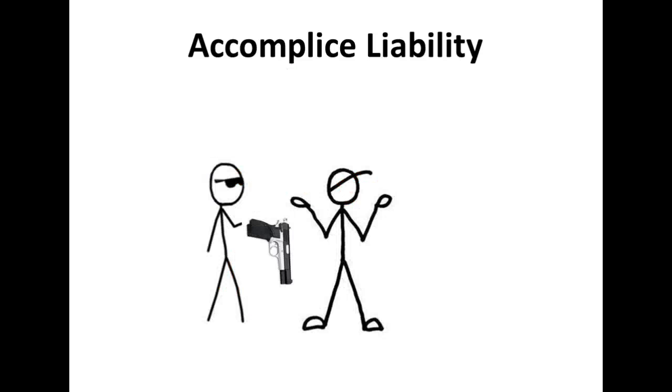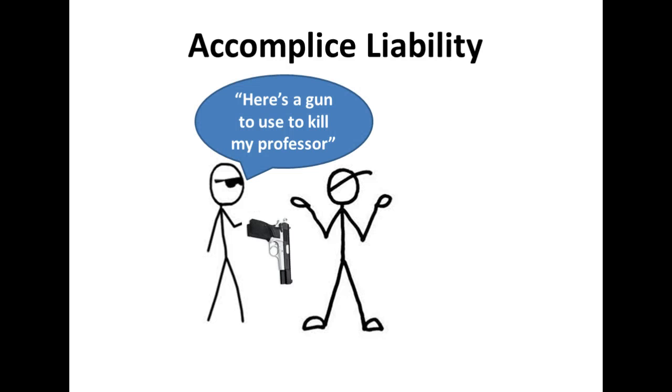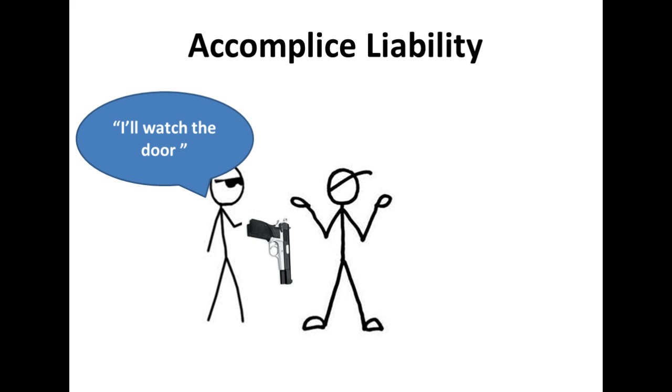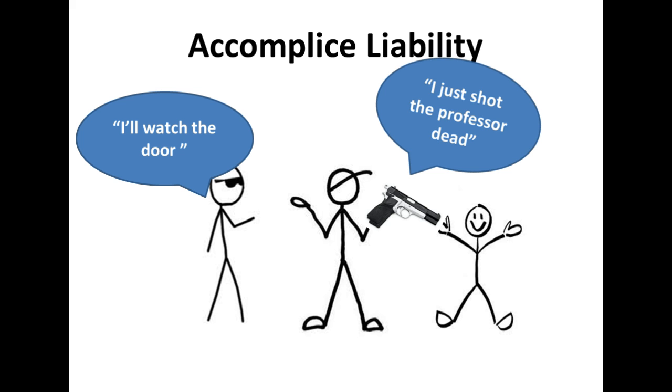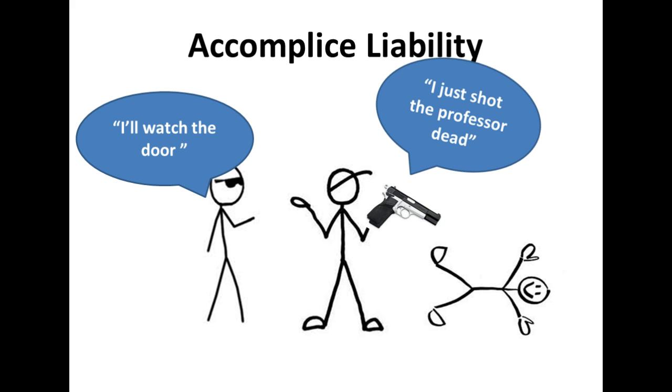So we have our guy with the sunglasses here, the gun in his hand, and he says to the fellow with the baseball cap, "Here's a gun to use to kill my professor. I'll watch the door." The guy takes the gun, shoots the professor. "I just shot the professor dead." Professor falls over dead. The person with the gun who shot the professor, with the baseball hat, is what would be considered the principal in the first degree.